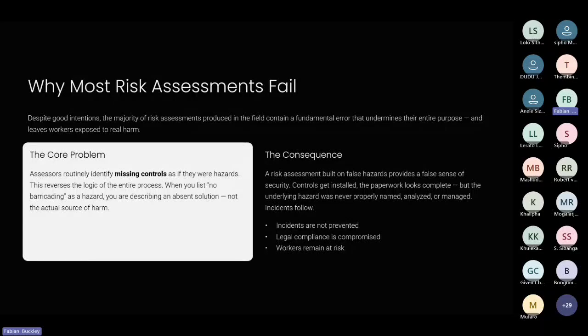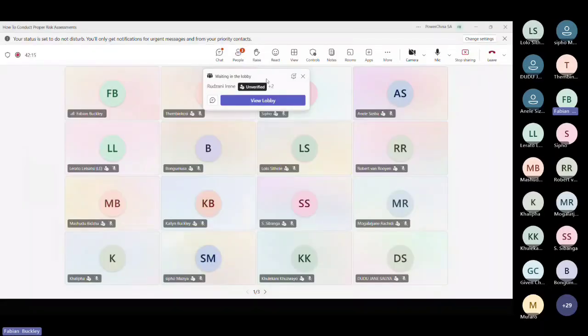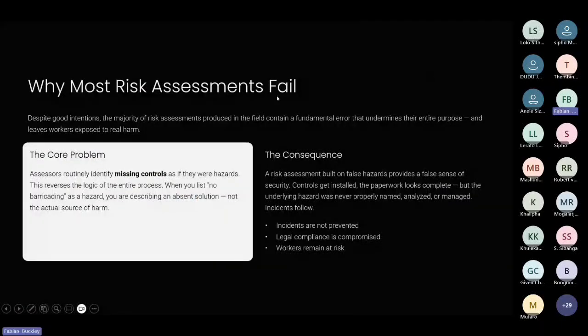This reverses the logic of the entire process. When you list no barricading as a hazard, you are describing an absent solution, not the actual source of harm. Okay, so we all remember, when we think about hazards, we must always think about it in the form of an energy.